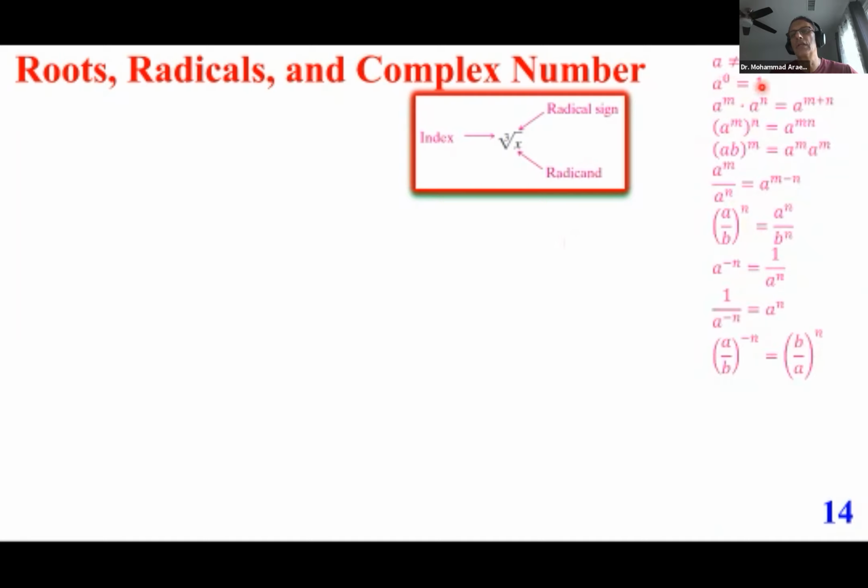Exponential rules. This is the zero exponential rule, product rule, power rule, quotient rule, negative exponential rule, and so on and so forth. One of the things I want you to pay attention to is these two. If you look at these two that are negative exponential, basically it says if you have a negative exponent, just move it. If it's up, take it down. If it's down, bring it up and change the sign.